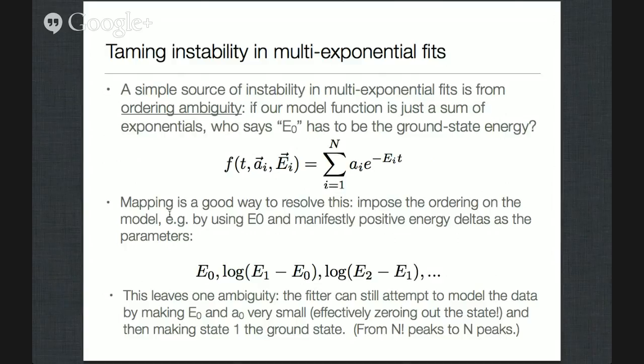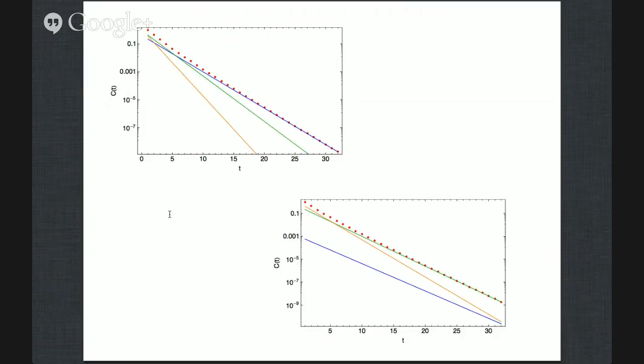If I have too many states in the fit, if the sum is over too many terms, the fitter can still attempt to model the data by basically zeroing out the first state and replacing the first with the second, and the second with the third, and so on. I have a picture of that happening. This is a log plot. The red points are an artificially generated sum of exponentials, C of t. And I have a set of three states, blue, green, and orange, which when I sum them up do a good job of describing this data.